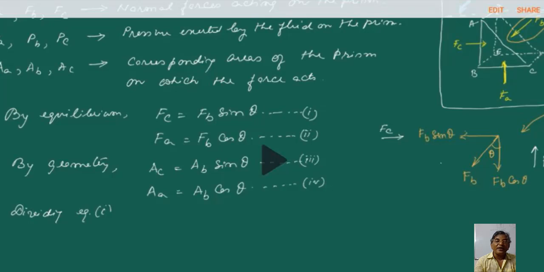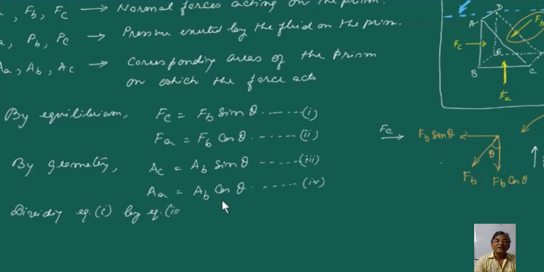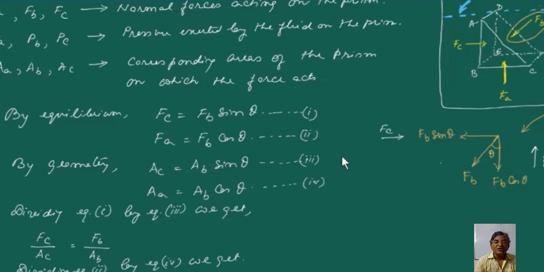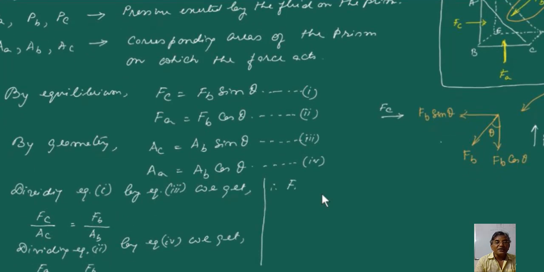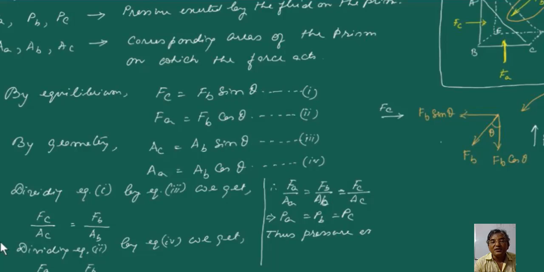So we can get a relation from here by dividing equation 1 by equation 3. What we'll get is FC by AC is equal to FB by AB. And again, dividing equation 2 by equation 4, what we'll get is FA by AA is equal to FB by AB. Therefore, we can see that FA by AA is equal to FB by AB is equal to FC by AC. So what is this FA by AA? These are the pressures. So PA is equal to PB is equal to PC. Thus, pressure exerted is the same in all directions by the fluid.